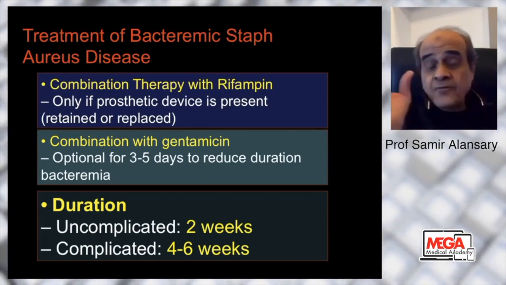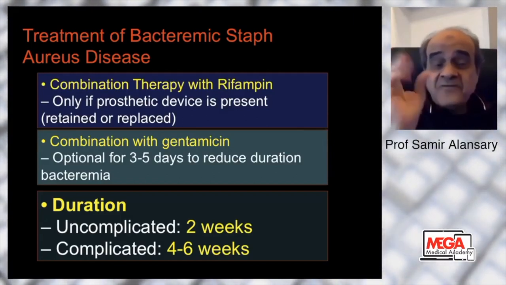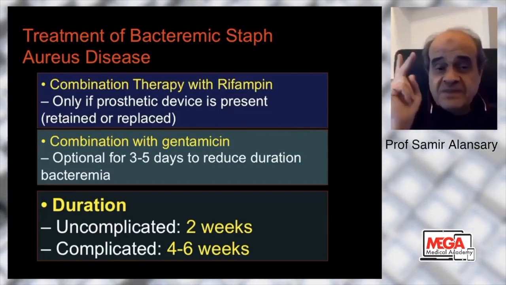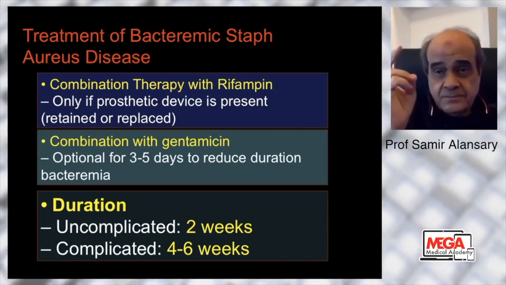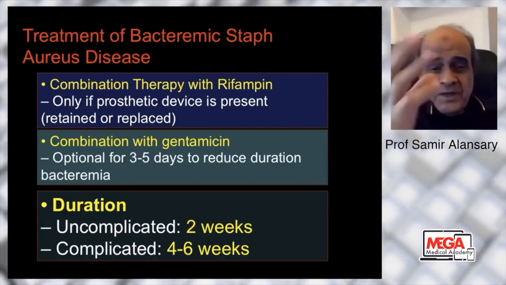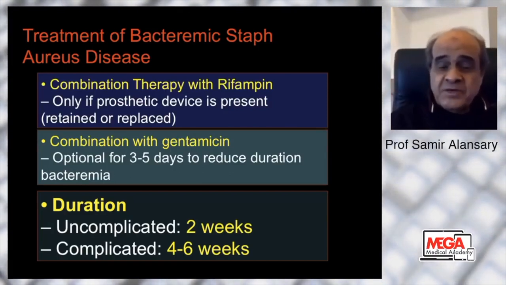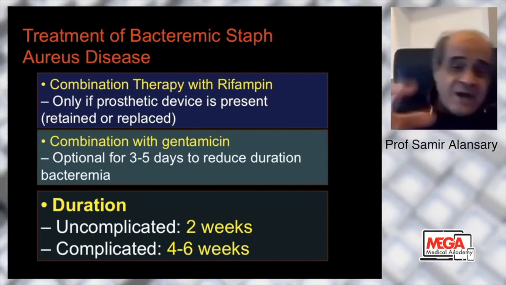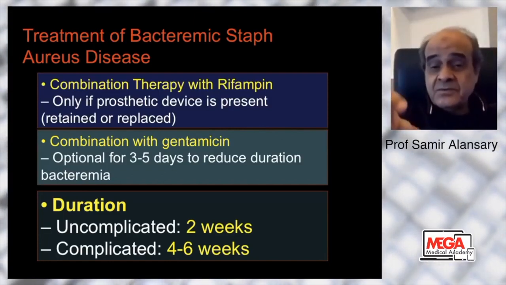Duration of treatment for staph sepsis or bacteremia. If the patient is uncomplicated, we can treat for only 2 weeks. But suppose your patient is complicated, you have to treat for 4-6 weeks. How do I differentiate between complicated and uncomplicated? Suppose your patient is immune compromised. Suppose there is still an intravascular device. Suppose your patient is still febrile, neutropenic. These patients need continuation.